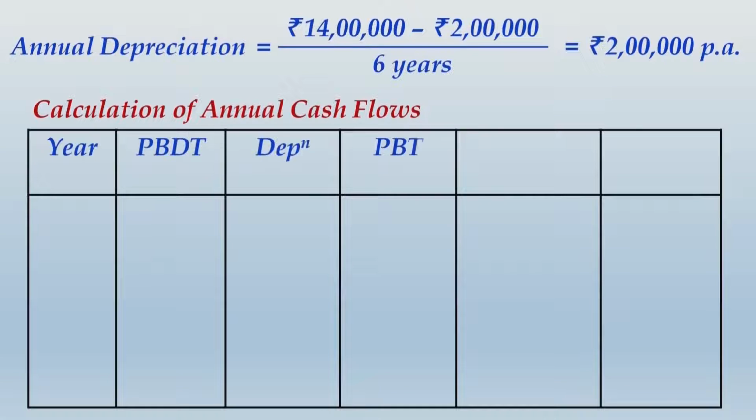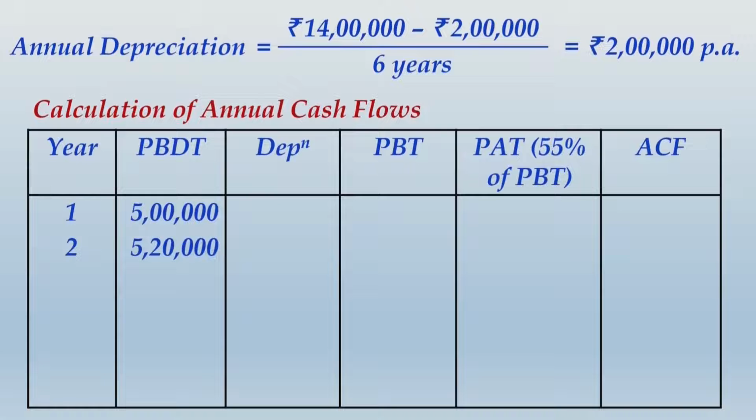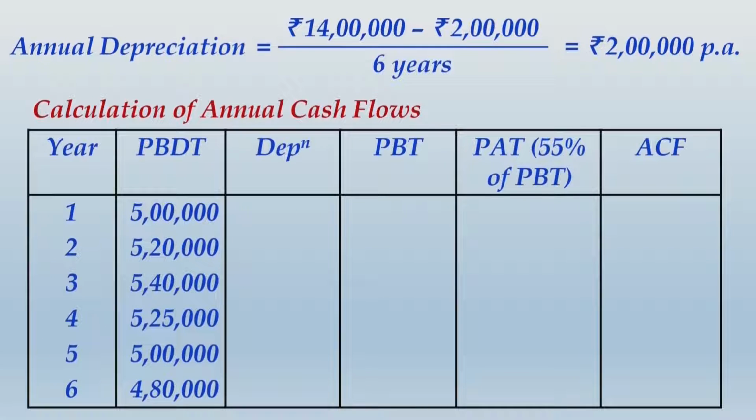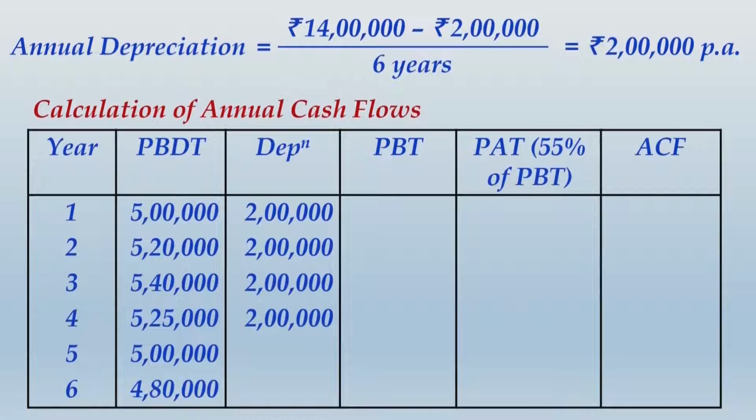So for calculating annual cash flows, exactly the same way we have seen the tabular presentation in the previous question. So first year your profit before depreciation is 5 lakhs, second year it is 5 lakh 20,000, third year it is 5 lakh 40,000, fourth year it is 5 lakh 25,000, fifth year 5 lakhs and sixth year it comes to 4 lakh 80,000. These profit before depreciation and tax figures are informed to you in the question. Now annual depreciation, what we have just worked out, is rupees 2 lakhs each year.